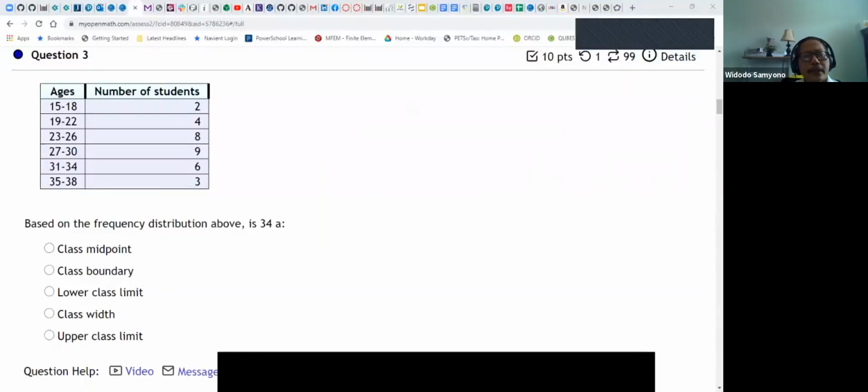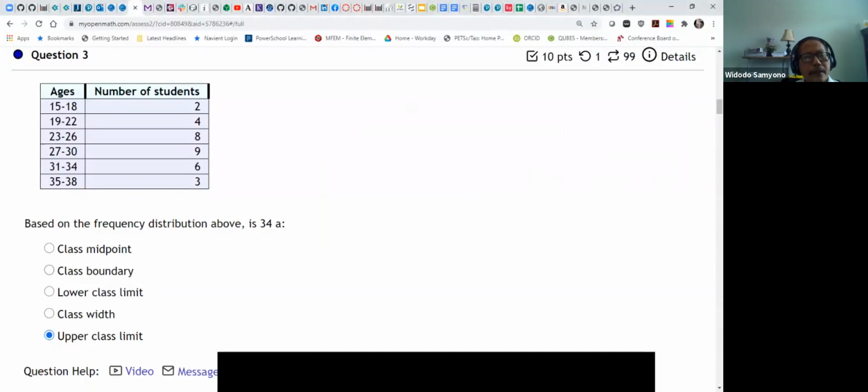Based on the frequency distribution above, the answer is 34. Remember, this one is like the upper class boundary, so the upper class limit. Okay, so the answer will be this one.